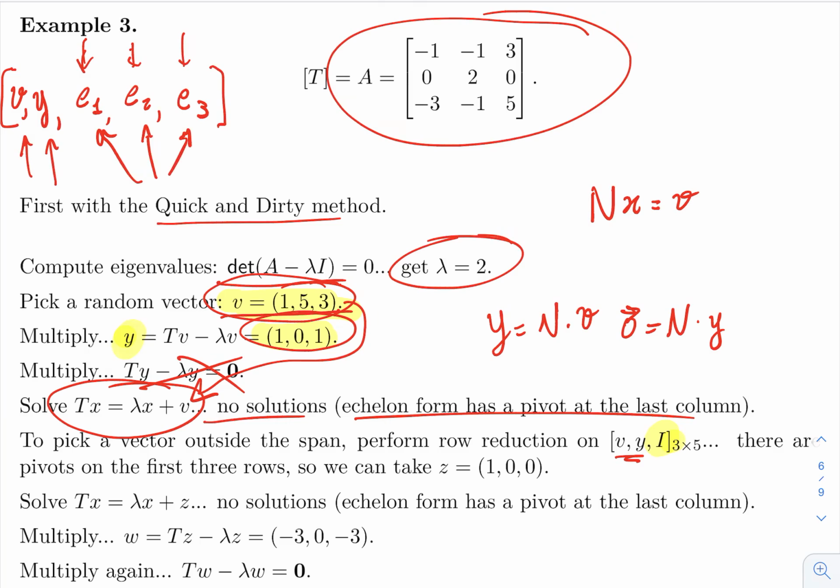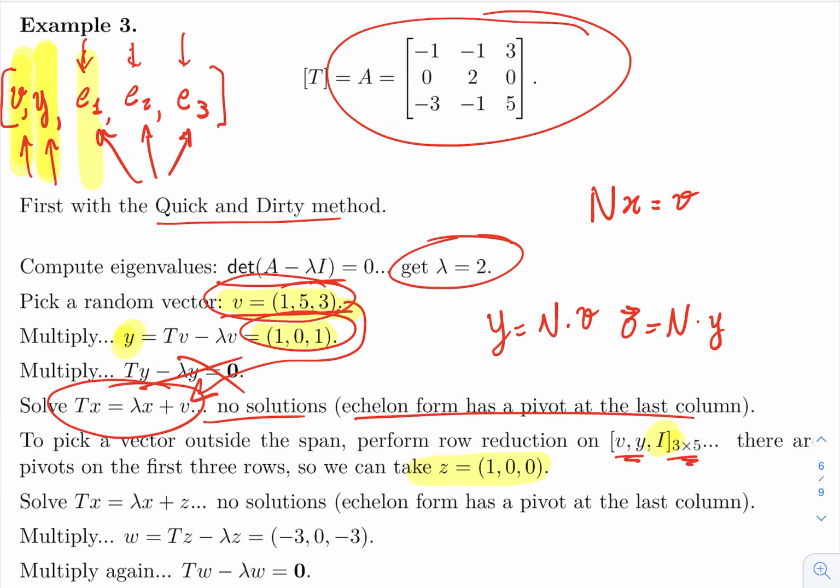So we write this matrix. This will be a 3 by 5 matrix. We perform row reduction, and after row reduction, we see which columns will have a pivot. This one will have a pivot. This is the first one. The second one will have a pivot because the first two are not linearly dependent. And now which is the next one to have a pivot? It will be this one here. So we're done. We got 3 vectors which are linearly independent. It will be v, y, and e1. So let's call e1 z.